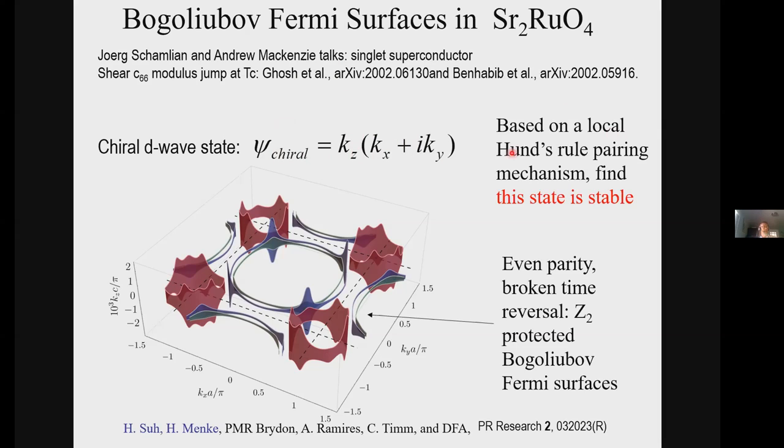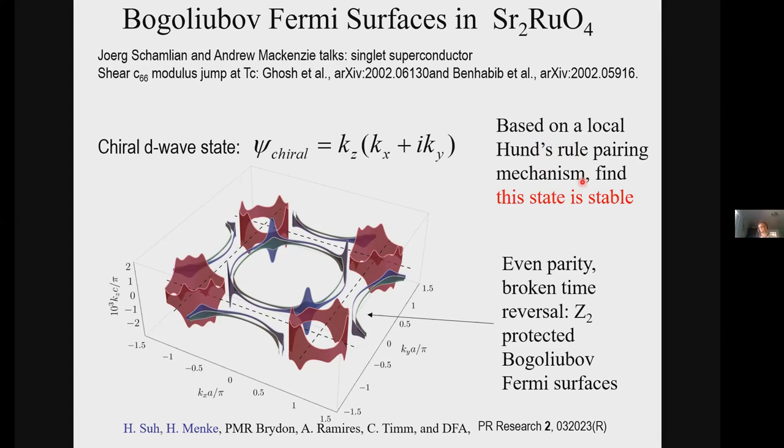To the credit of Han-Gil Suh and Henry Menke, they found that indeed it's possible to stabilize this state. I won't go into too many details, but the key point is that we have a Hund's rule local pairing mechanism. This kind of pairing mechanism favors orbital singlets, spin triplets. If we include spin-orbit coupling and c-axis dispersion, we find that this state can be stable for very realistic electronic structure models of strontium-ruthenate. If you have questions, I can show you more details about that later.